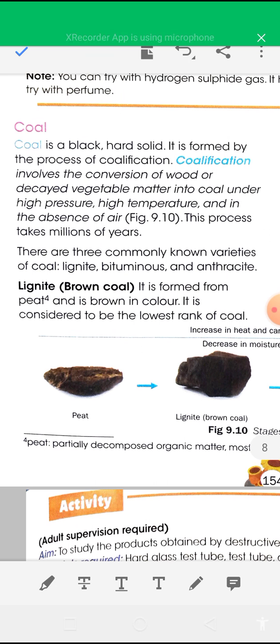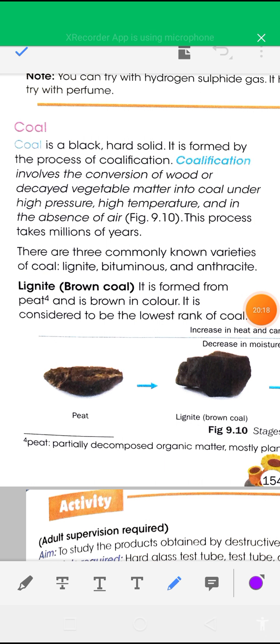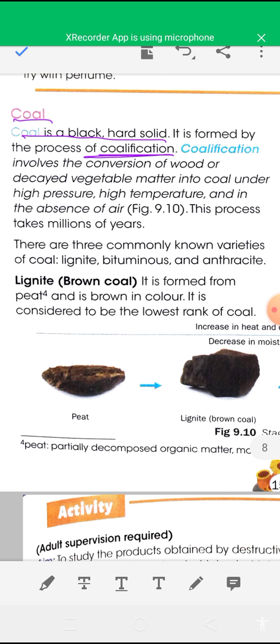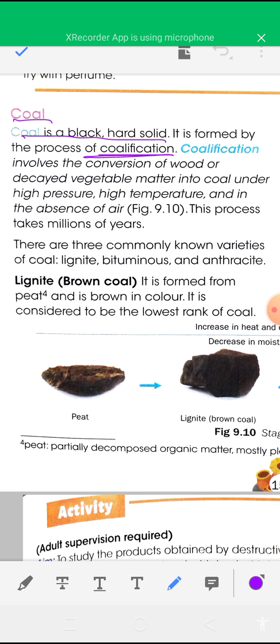Second amorphous form of carbon is coal. Coal is a black hard solid, and it is formed by the process of coalification. Coalification involves the conversion of wood or decayed vegetable matter into coal under high pressure, high temperature, in the absence of air, and this process takes millions of years.